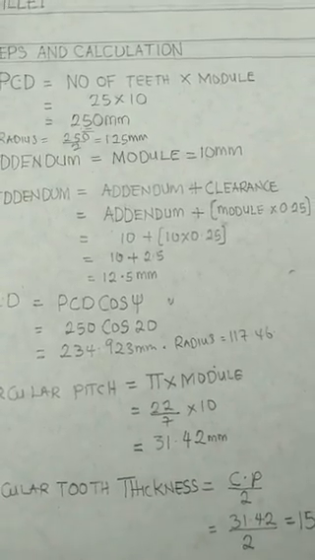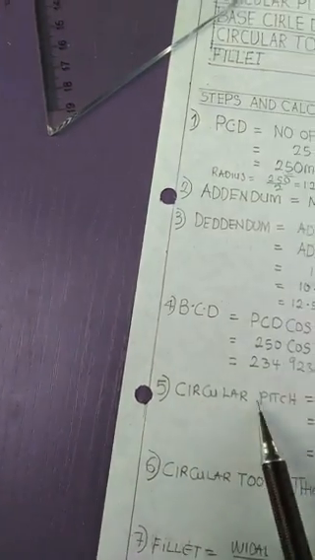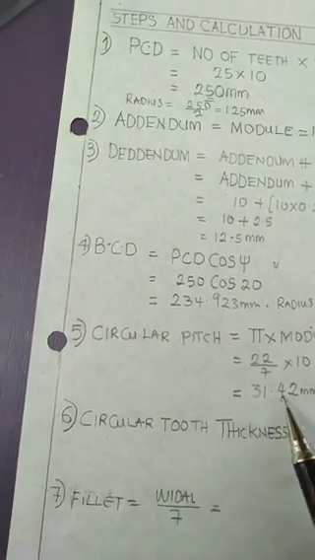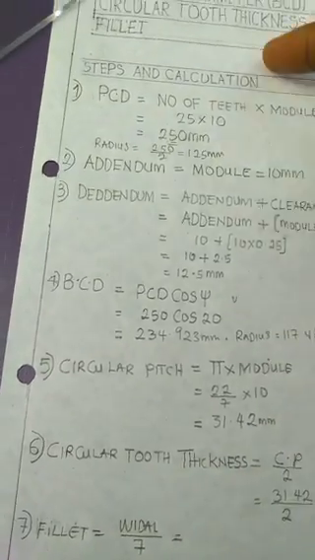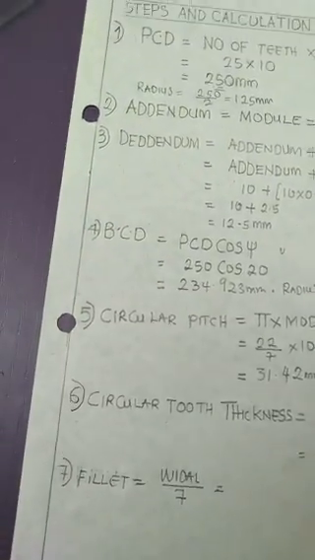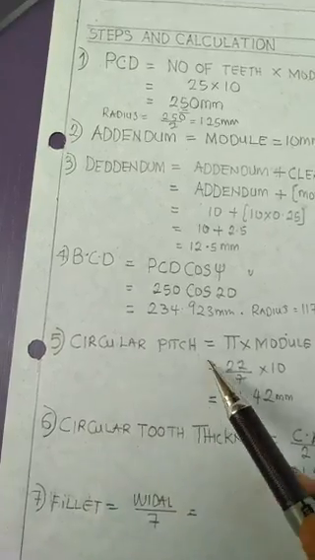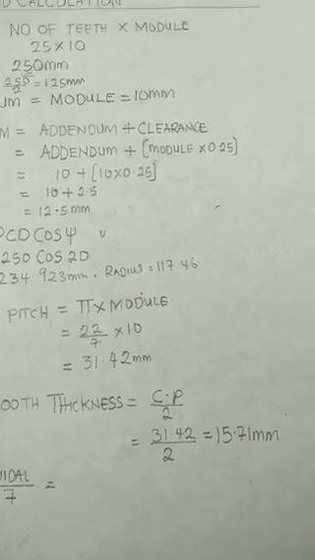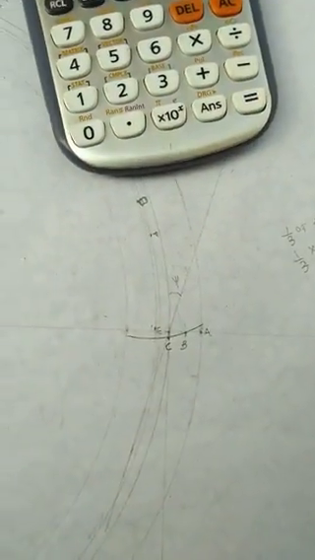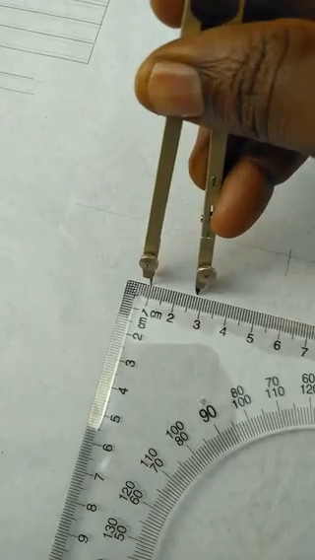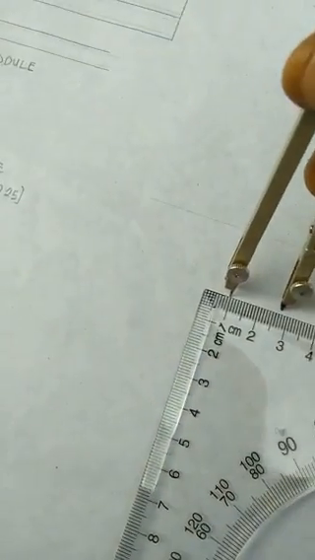Now, we are calculating for our circular pitch thickness, which is pi times module. Pi times module will be 31.42, but we are only looking for half of it. The tooth thickness is the circular pitch divided by 2, and that gives us 15.71. So I'll come back here. From my meter rule, I will measure 15 point something, approximately 16.